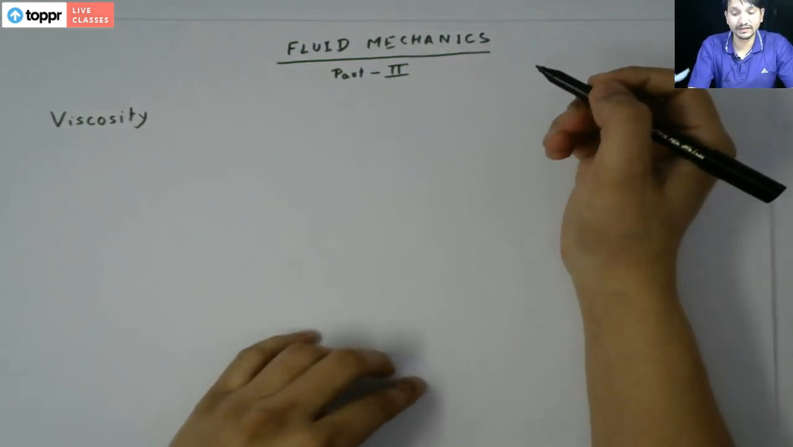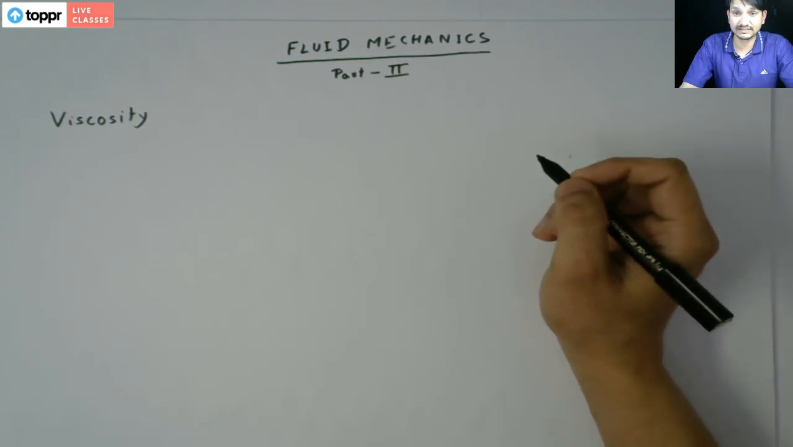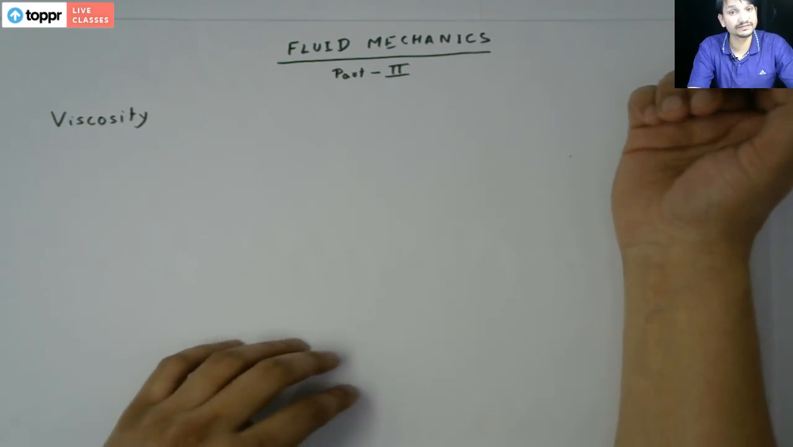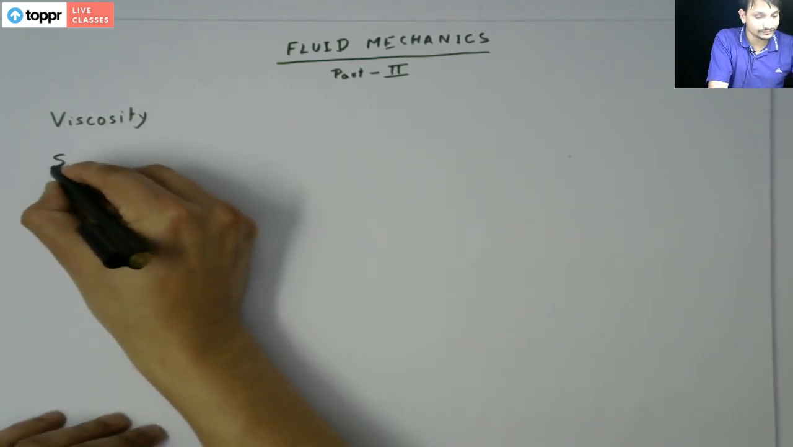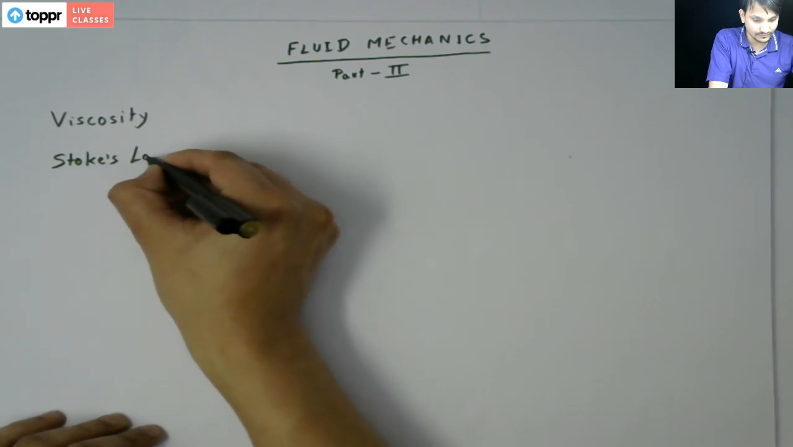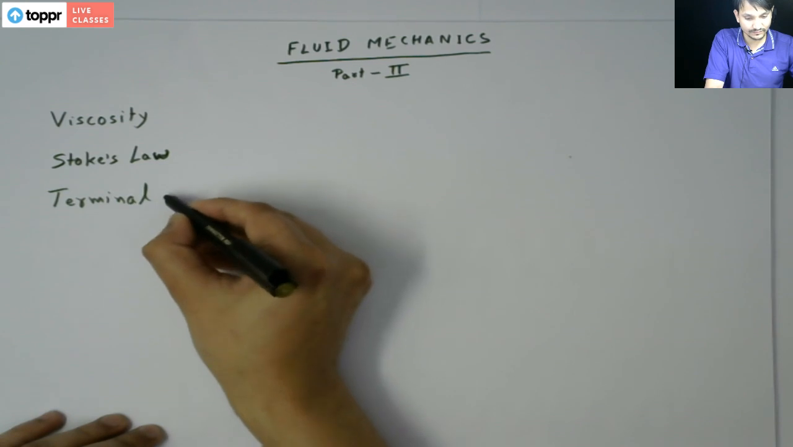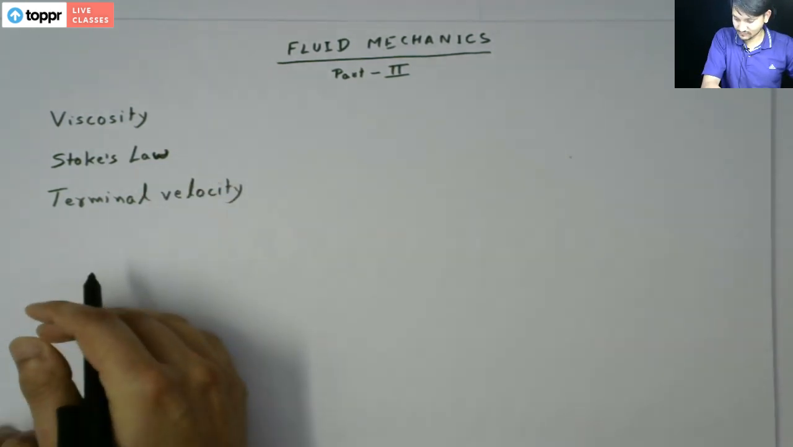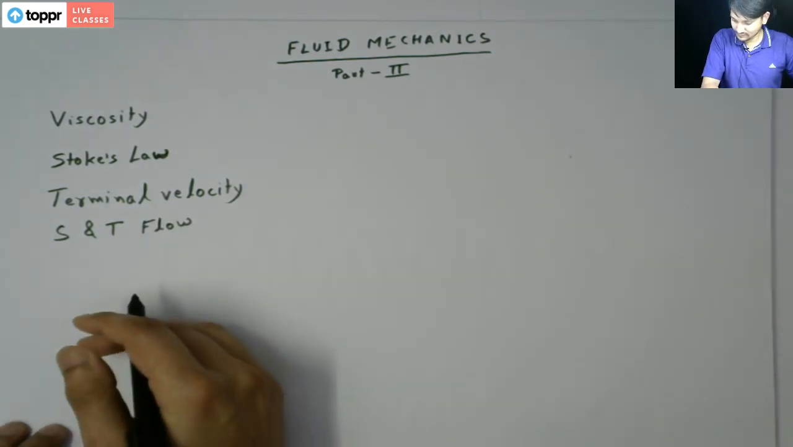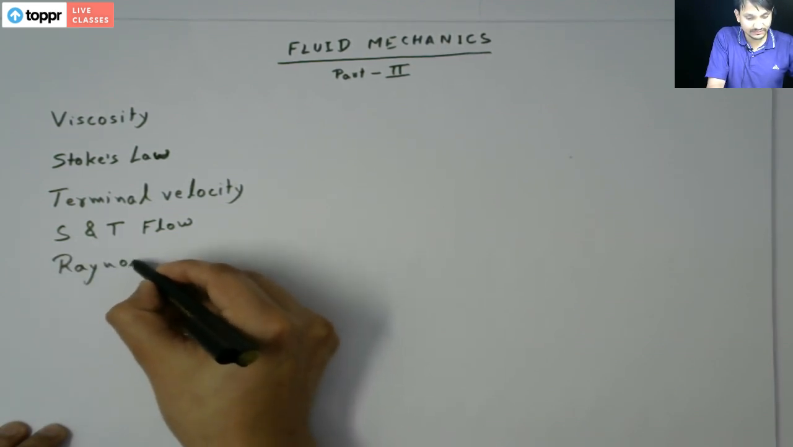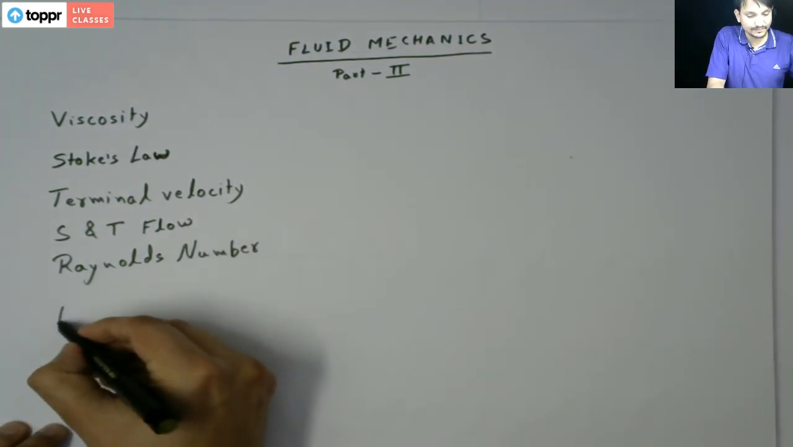Hello students, we'll be covering fluid mechanics part 2. In the last class we covered the first part of fluid mechanics, in which we covered Pascal's law and other parts of fluid mechanics which were quite basic. Now in this part we will cover later topics like viscosity, Stokes' law, terminal velocity, streamline and turbulent flow, the concept of Reynolds number, and Bernoulli's principle.